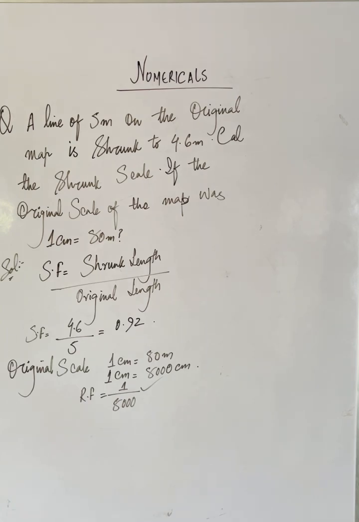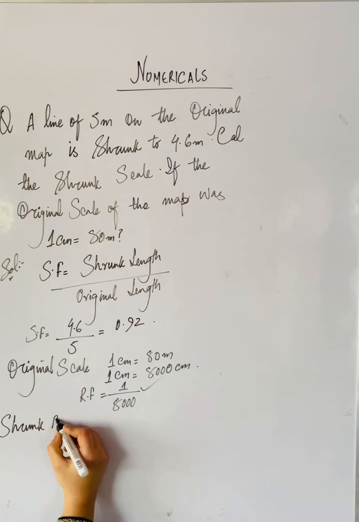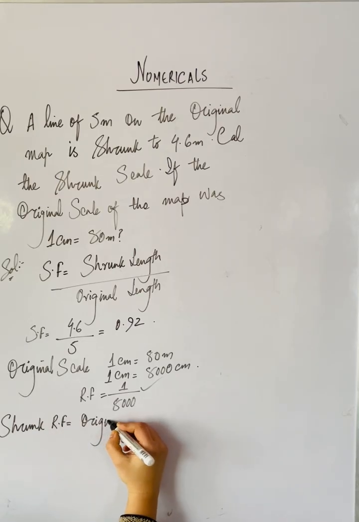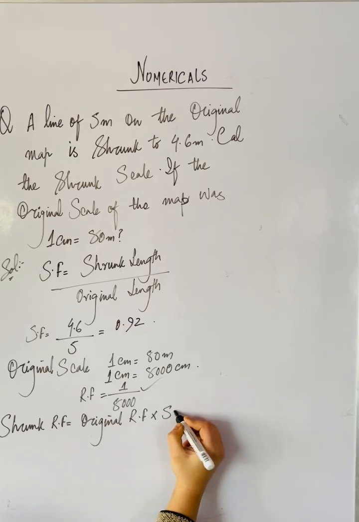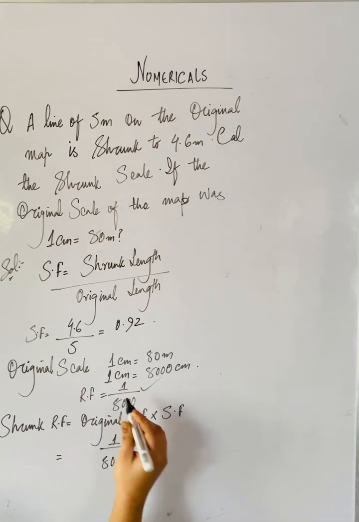So I have to find the shrunk scale. I know that shrunk RF is equal to original RF multiplied by shrinkage factor or shrinkage ratio. What is my original RF? What is my shrinkage factor?